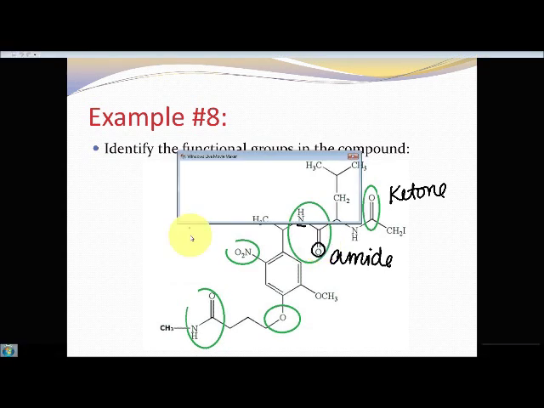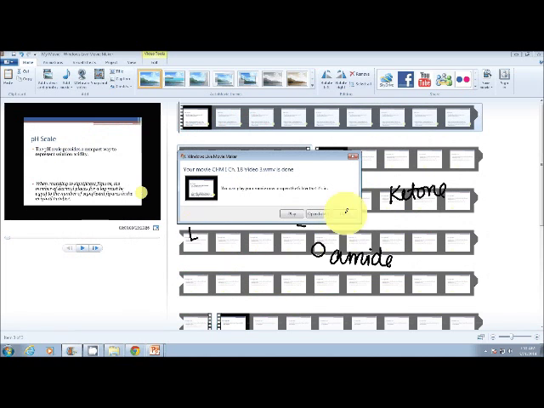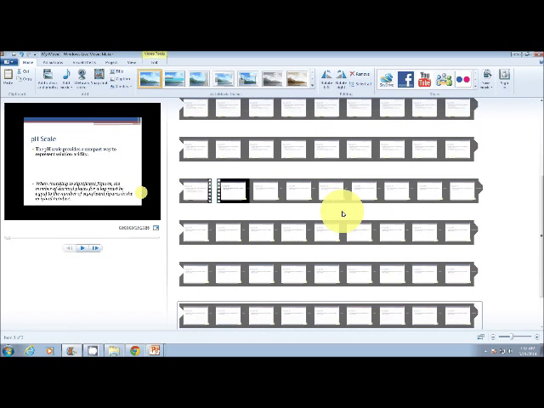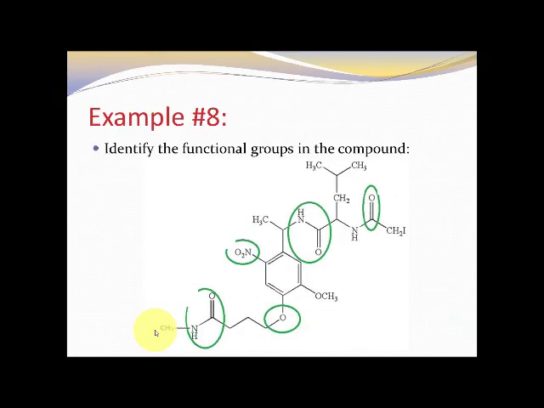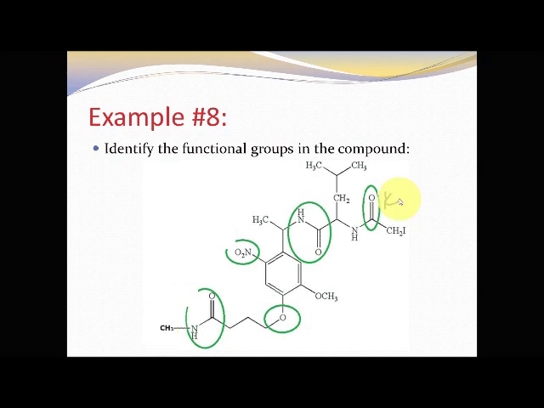This one is not on the list, but this is called a nitro group. We won't have to identify those. Then this one has an O in between two carbons. So this is called an ether.